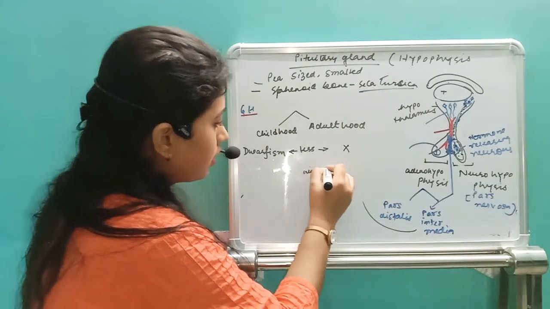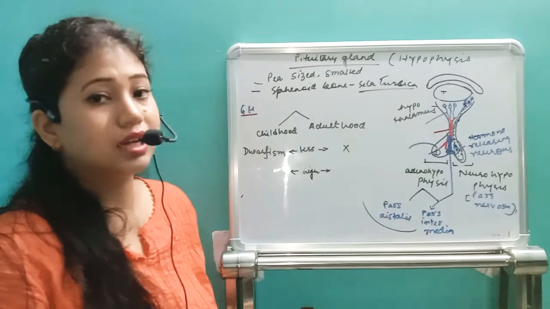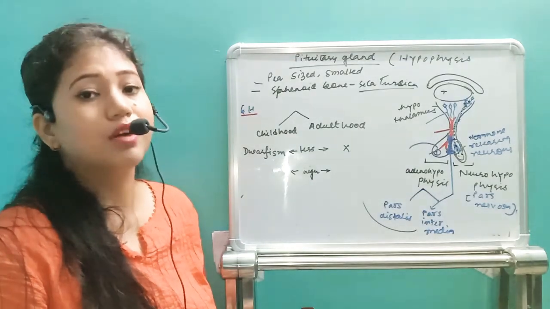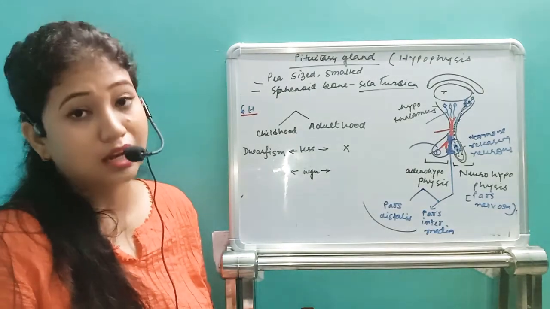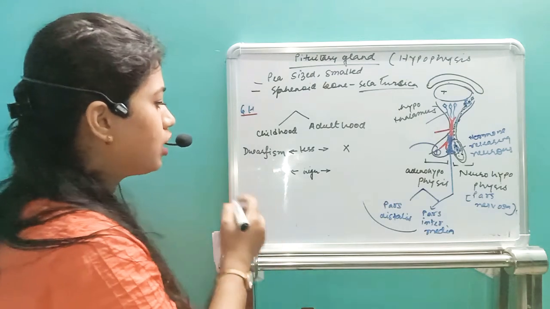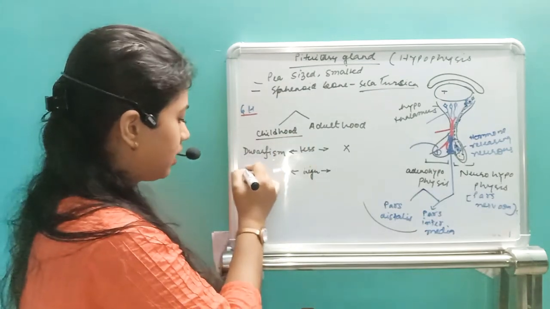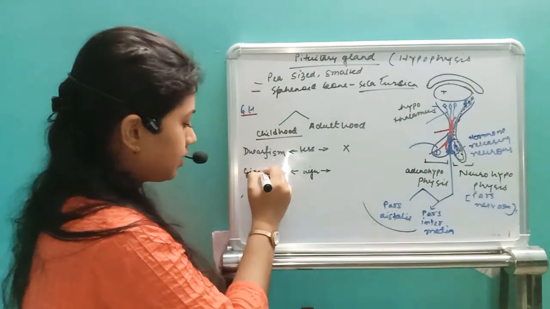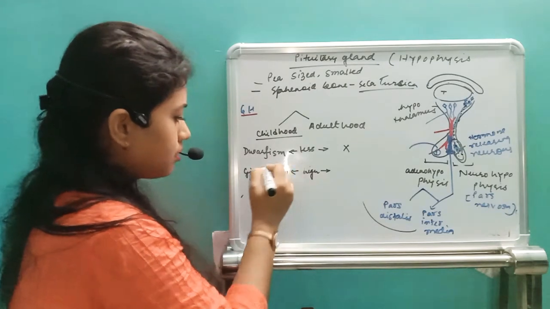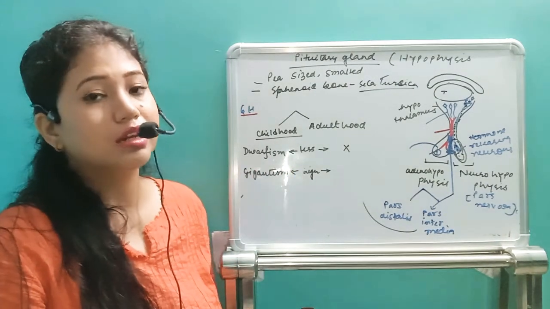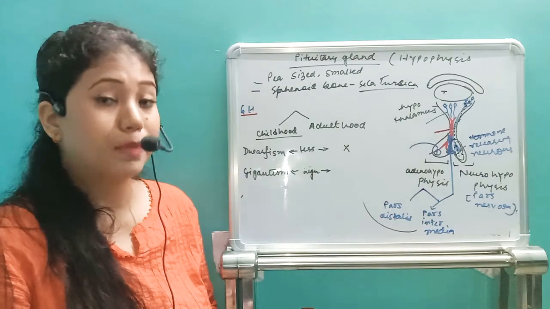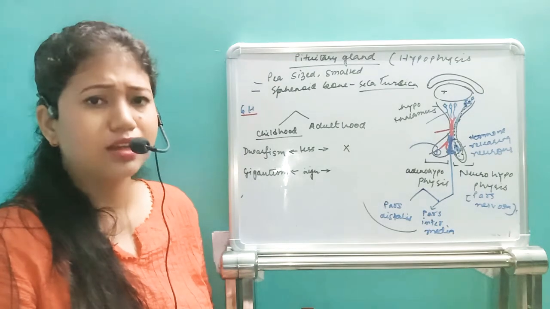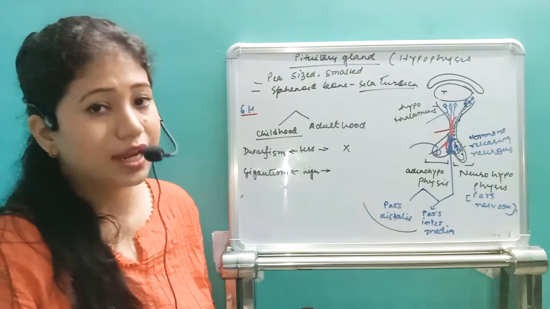Then we'll see the higher secretion. If the growth hormone is secreted in very high amount, what will happen in childhood and in adulthood? In childhood we'll suffer from a disease called gigantism. In gigantism, the individual has excessive growth of the bone, muscle and skin. That's why that individual will attain more height.